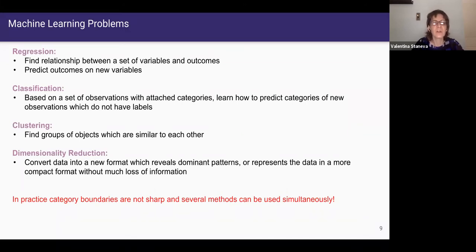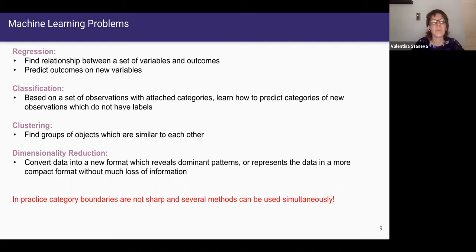Clustering is pretty clear. We group things into groups. And dimensionality reduction is a little bit more subtle, but the main idea is that we want to convert our data to something that's of lower dimension, but also more informative than the raw data. And the boundaries are pretty loose in practice, but I think it still helps to make sure that you're understanding what problem you're solving.